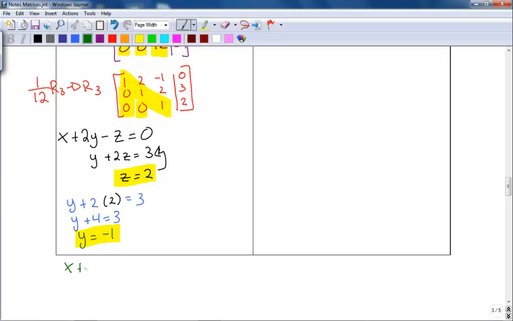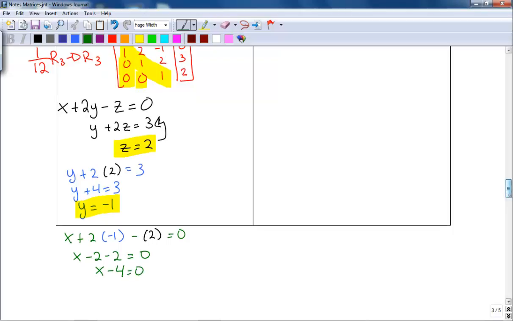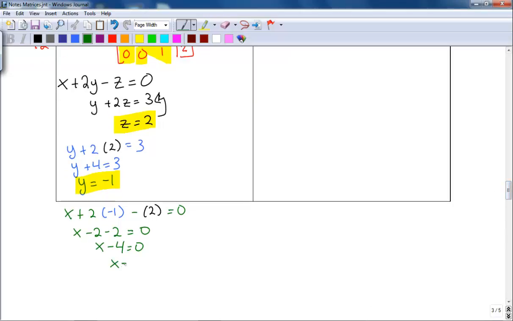I have x plus 2. Instead of y, I'm going to write what y is equal to, which is negative 1. And then minus z. Instead of z, I'm going to write what z is equal to, and that's going to be 2. And this will equal 0. Well, can I solve for x given this information? I can. Let's just work with this equation. 2 times negative 1 is negative 2, and that's also negative 2 is equal to 0. Combining like terms, x minus 4 is equal to 0. Well, if I add 4 to both sides, I end up with x is equal to 4.